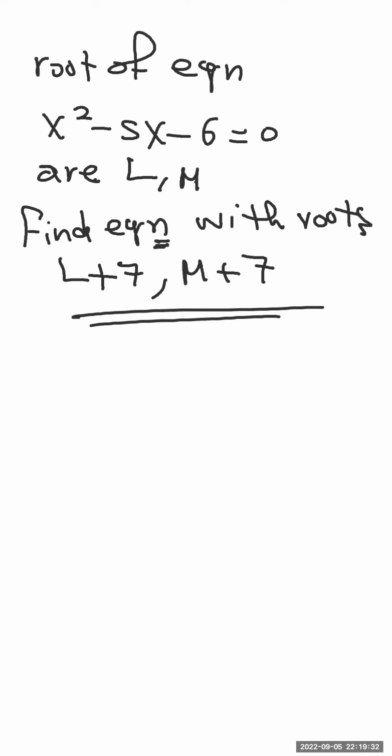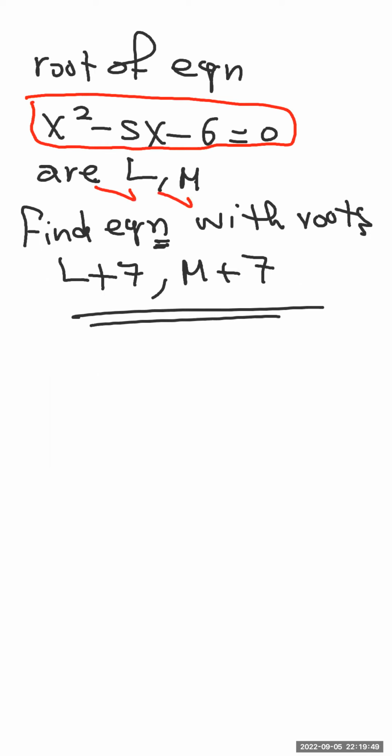Actually, there are different methods of solution for this question. The first one is to get the value of the two roots of the first equation, which is given. I mean that we can get the two roots, which are L and M, right? And then add 7 to get the first root, and add 7 to get the second root.